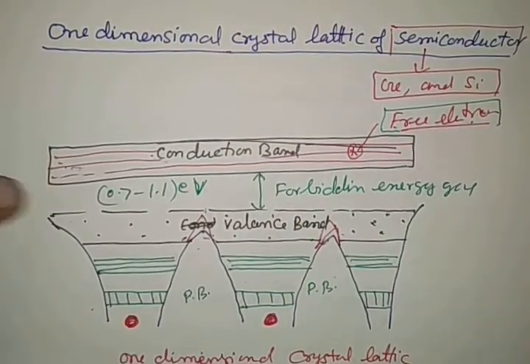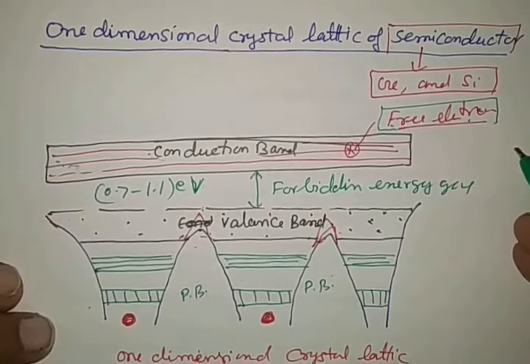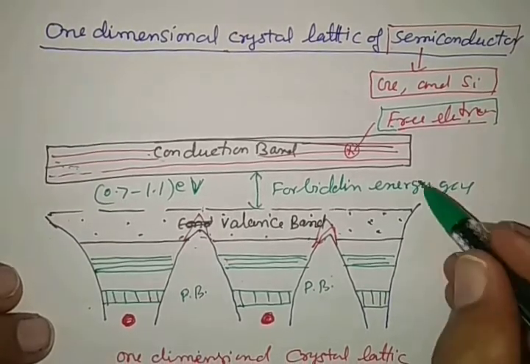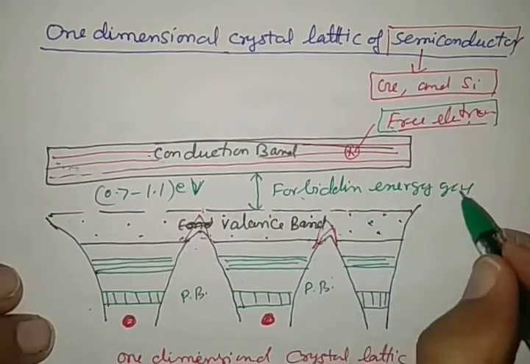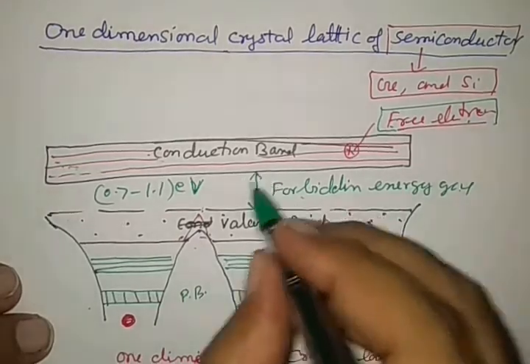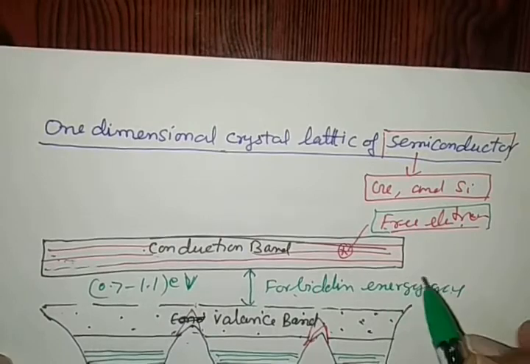And this band theory gives a clear-cut explanation of the distinction between conductor, semiconductor and insulators, because there is no forbidden energy gap in a conductor, it is much larger in an insulator, and very small in the case of semiconductors, which we are studying here.